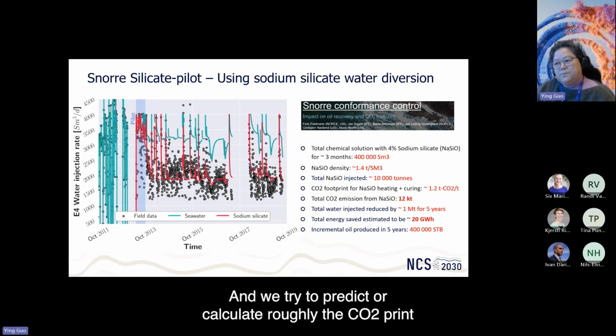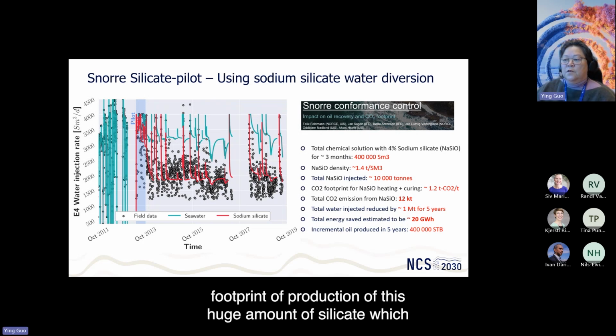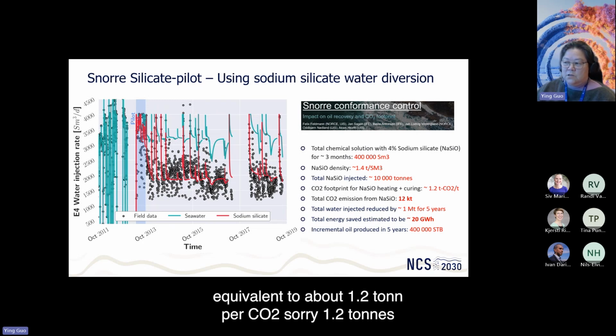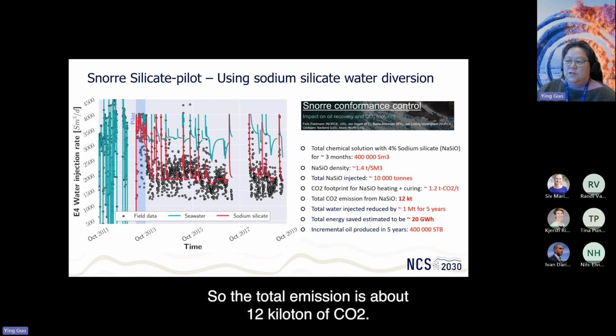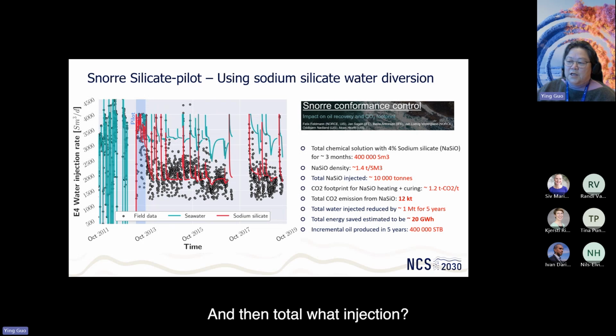And we try to predict or calculate roughly the CO2 footprint of production of this huge amount of silicate, which is equivalent to about 1.2 ton CO2 per ton of silicate. So the total emission is about 12 kiloton of CO2.